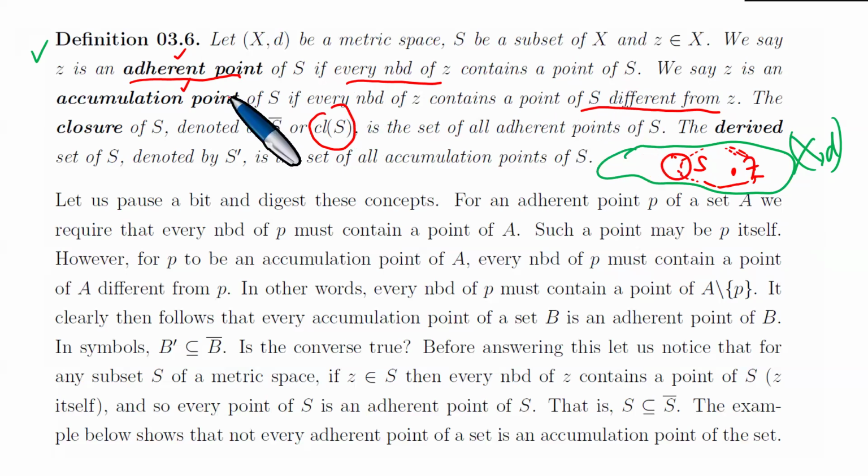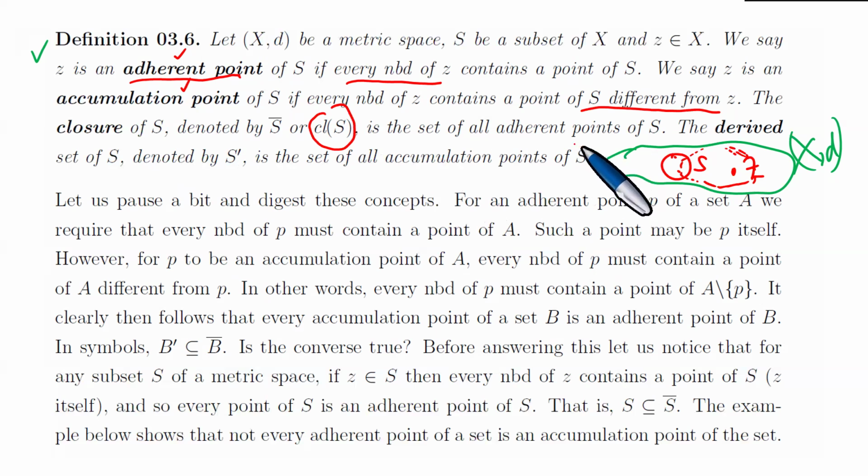Meaning that in terms of the adherent points, you can actually have Z itself be a member of S, but we say that Z is an accumulation point of S if every neighborhood of Z contains a point of S different from Z. So this neighborhood must contain a point of S that is different from Z. In the case of the adherent point it can be the same, and here it has to be a point different from Z in the case of the accumulation points. So the closure has been defined as the set of all adherent points.